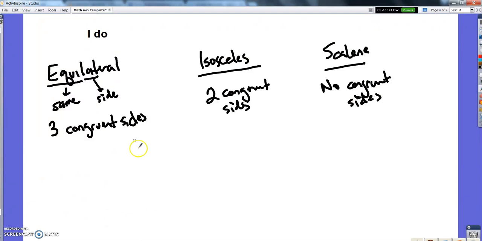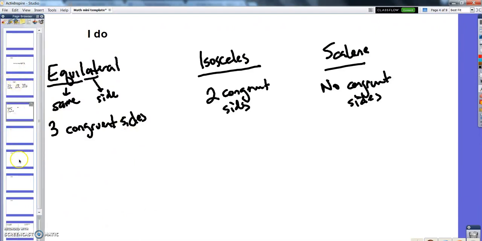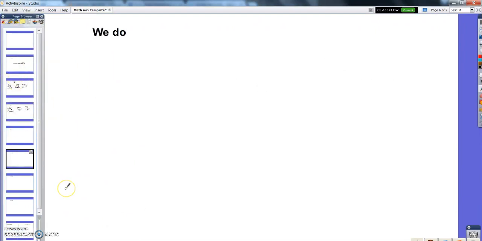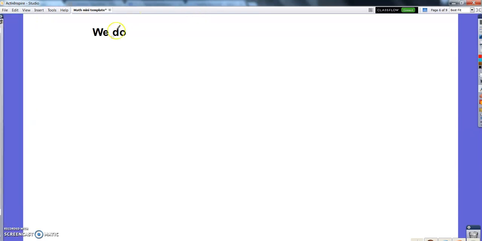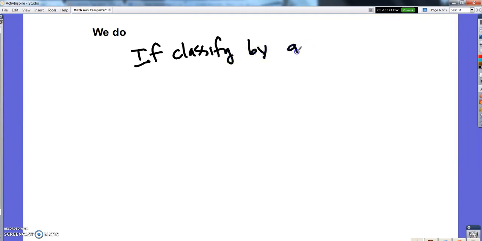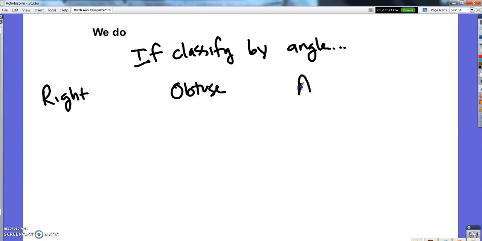But let's go to the we do now, and we'll do both at the same time. All right. So for your notes, make sure you've written down, I want you to know those words. So if we classify by angle, they can be right, obtuse, or acute.